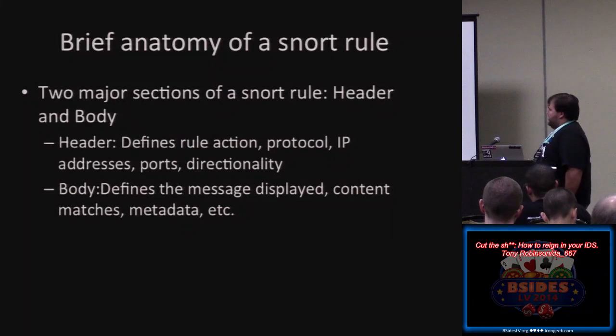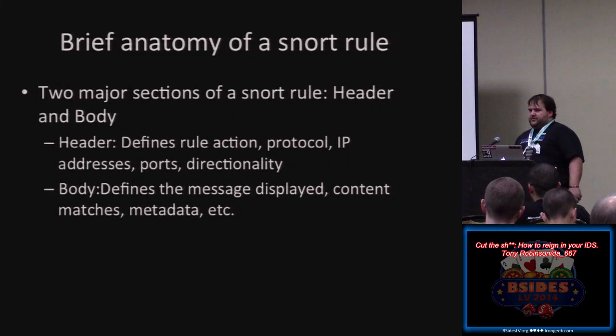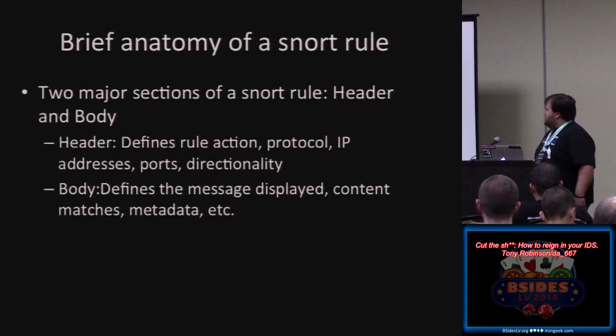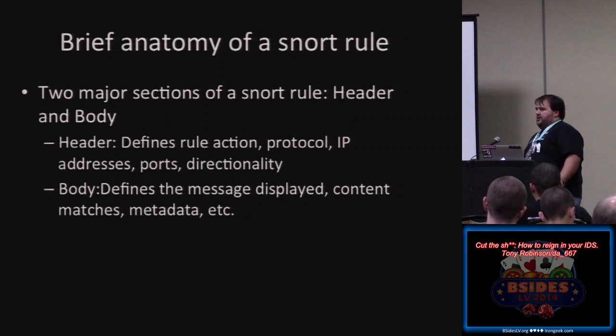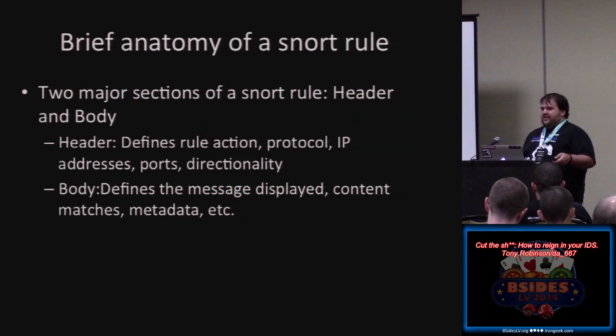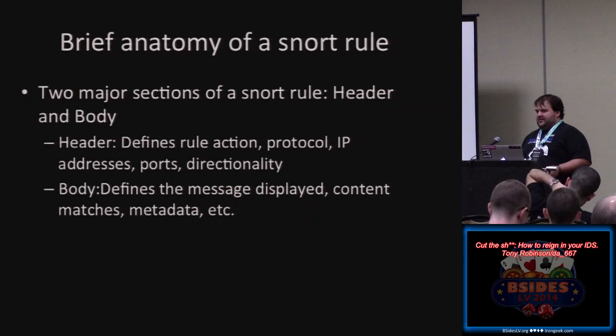So the next portion here, talking about those little internal features to do noise reduction. We're going to start here with a brief anatomy of a snort rule because this is relevant to what I am going to talk about. As most of you know, there are two major sections of a snort rule. There's the header with IP addresses and ports, and then there's the body that defines what content matches you're actually looking for when you see a conversation with those IP addresses or on those individual port ranges.